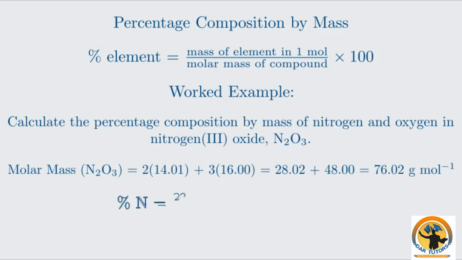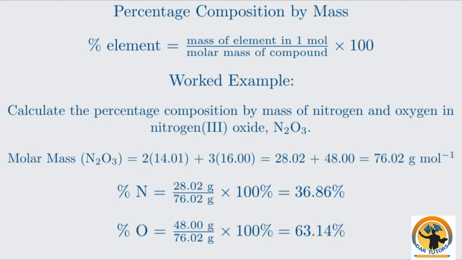Now, let's calculate the percentage of nitrogen. The mass of nitrogen in 1 mole of N2O3 is 28.02 grams. So, we divide 28.02 by the total molar mass, 76.02, and multiply by 100%. This gives us 36.86% nitrogen.